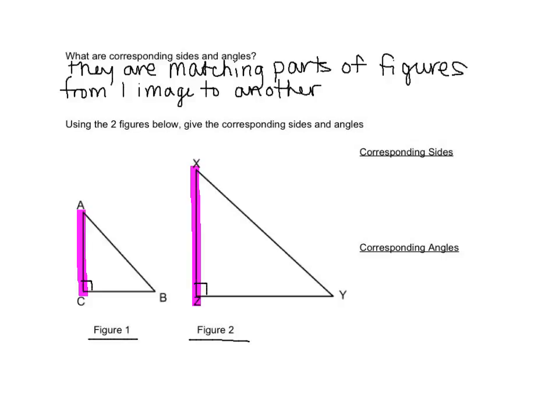Then the bottom of my triangle, I have CB, which goes to the bottom of figure 2, which would be ZY. And then I have my third side left over, which leaves me with AB matching up to XY. And it may not be a bad idea to have some colors or highlighters handy for in classwork so that you can do the same thing, especially as our images or our shapes become more complicated.